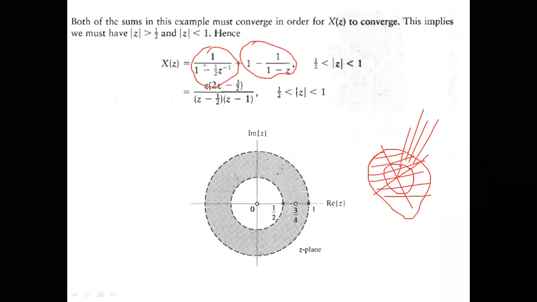So where does it overlap? Here it overlaps between 1 by 2 and 1. So there are two circles, one of radius 1 by 2, another one of radius 1. So the ROC lies in between the two circles. In here also it is unstable. Outside the circle of radius 1 also it is unstable. Got this? So that was interesting.